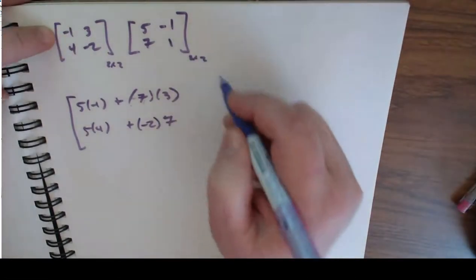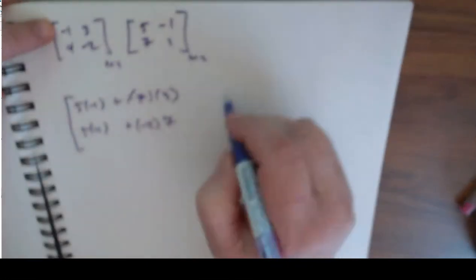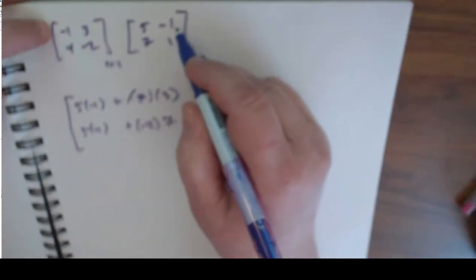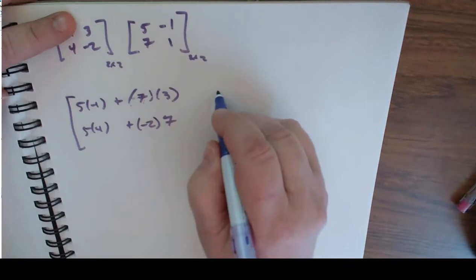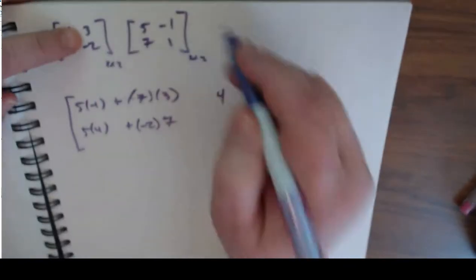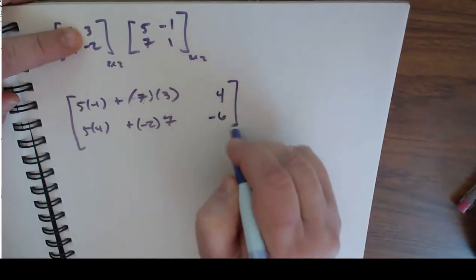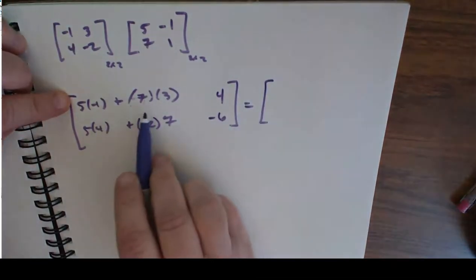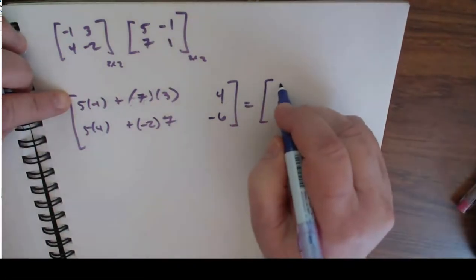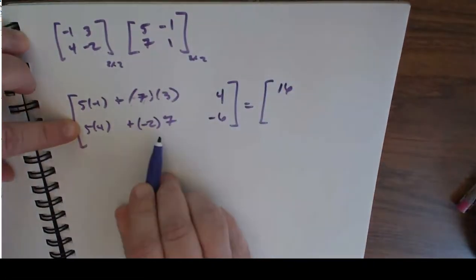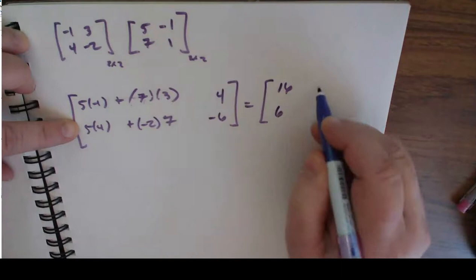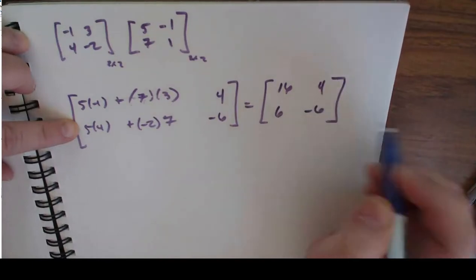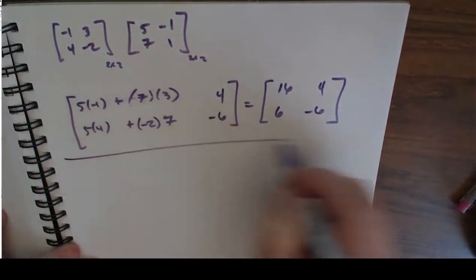And then using the next row, I have negative 1 times negative 1 plus 3. So 1 plus 3 gives me 4. Negative 4 plus negative 2 gives me negative 6. Let me simplify that first column real quick. Negative 5 and 21, 16. 20 minus 14 is 6, and I already did that one. So that's matrix multiplication.